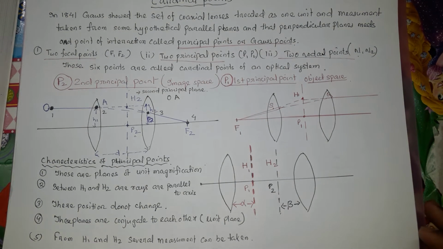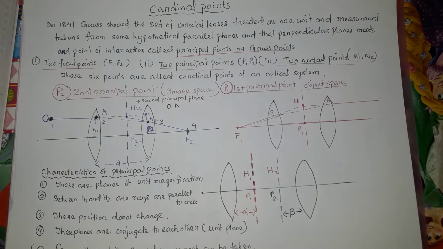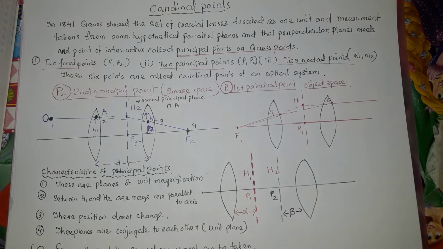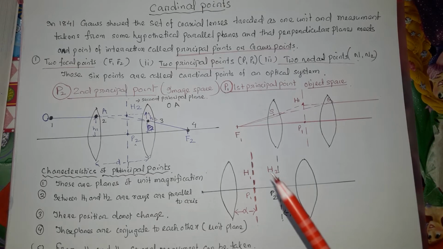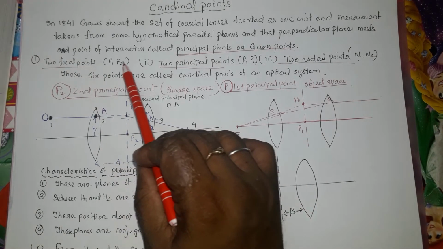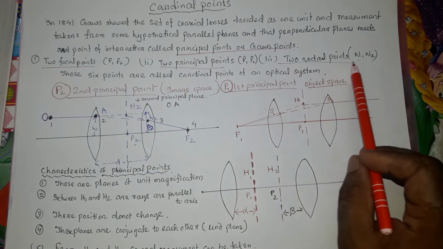Today we are going to discuss the cardinal points. Cardinal points are the points present on the coaxial lens systems on the principal axis from which different measurements can be taken. Here we have discussed the six different cardinal points: two focal points F1 and F2, two principal points P1 and P2, and two nodal points N1 and N2.